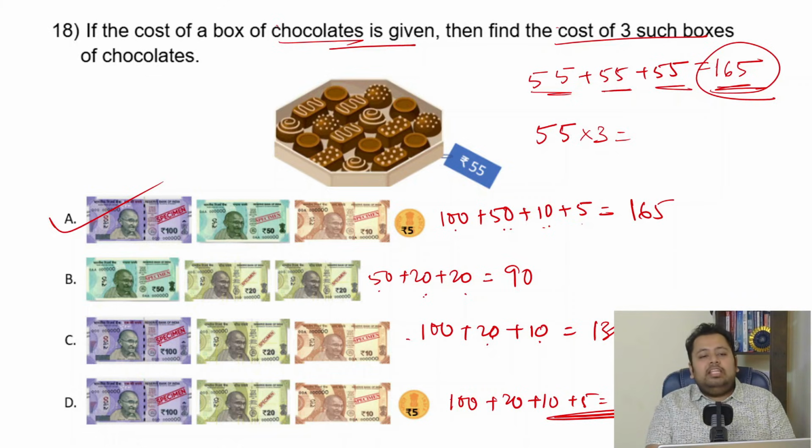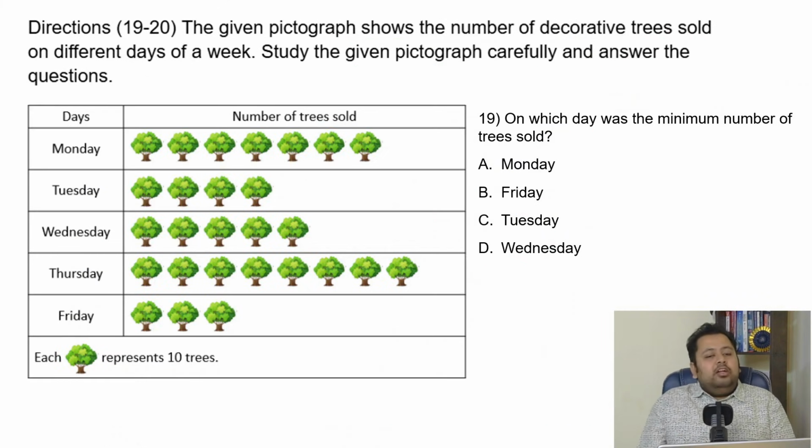And now we move to question number 19. So 19 and 20 are pictograph questions. The given pictograph shows the number of decorative trees sold on different days of a week. Study the given pictograph carefully and answer the questions. So you see a pictograph. Now what is given? There are some days: Monday, Tuesday, Wednesday, Thursday, Friday, and on each day, how many trees were sold?